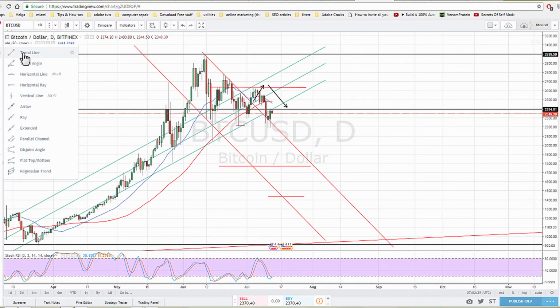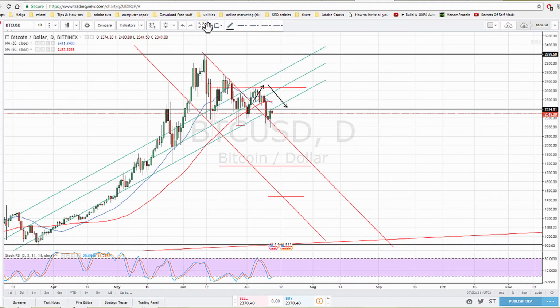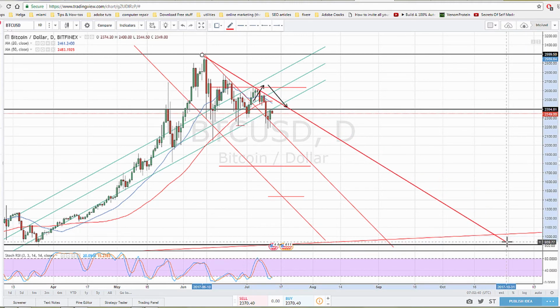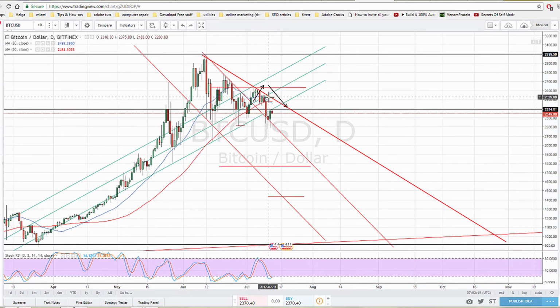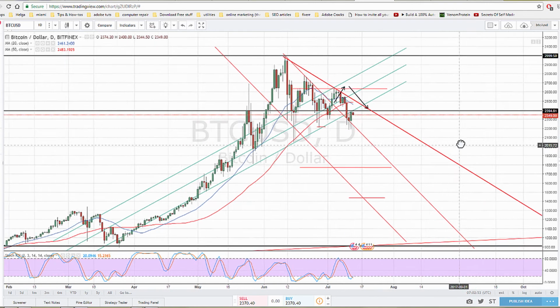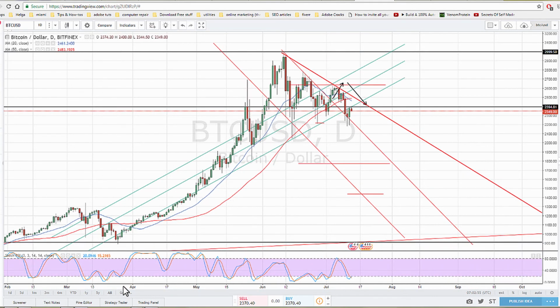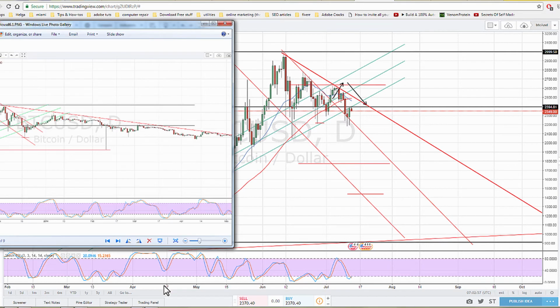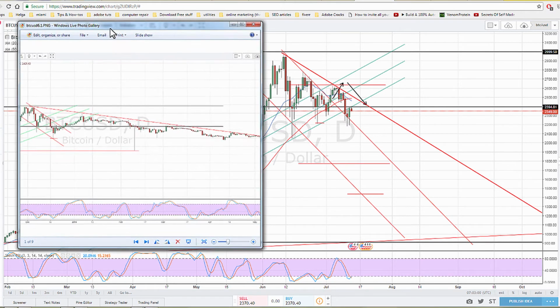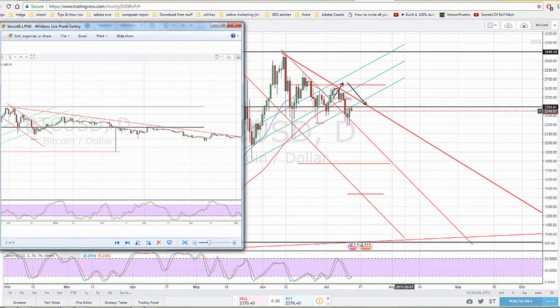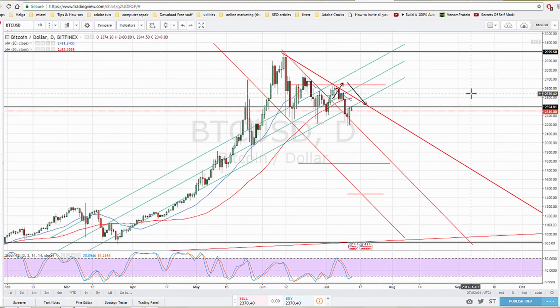I'm going to draw a trend line in red, from the very top of the bubble to the top of this peak. Maybe it's possible that we're going to be following this line down. I don't know. That's what happened in 2014, and it could very well happen now in 2017. I'm going to leave this line here.